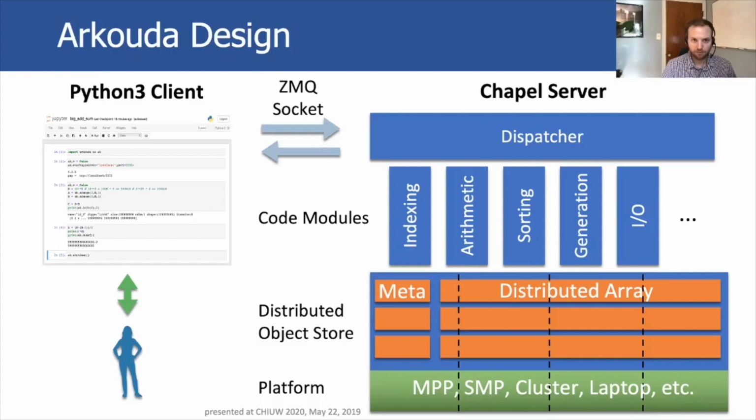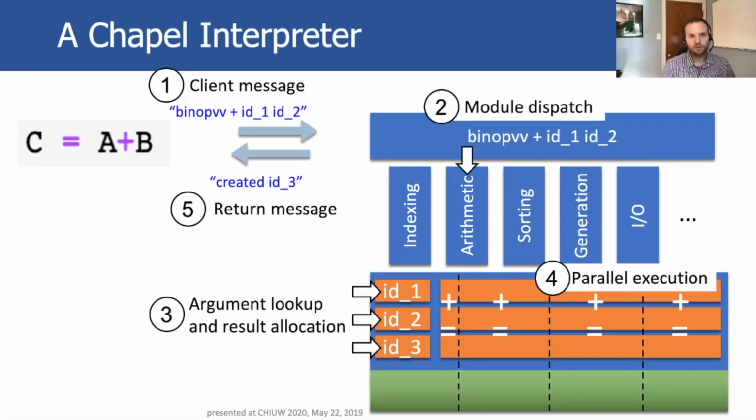Just to give you a clearer picture of this, here's a simple example where a user is adding two Arkouda arrays A and B and assigning that to an array C. So on the client side, this will create a binary operation between ID1 and ID2, which are the Chapel server side's representation for A and B.